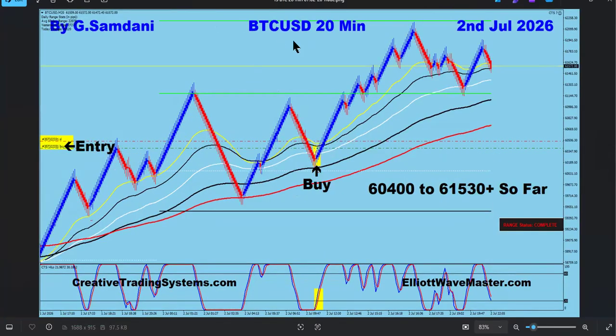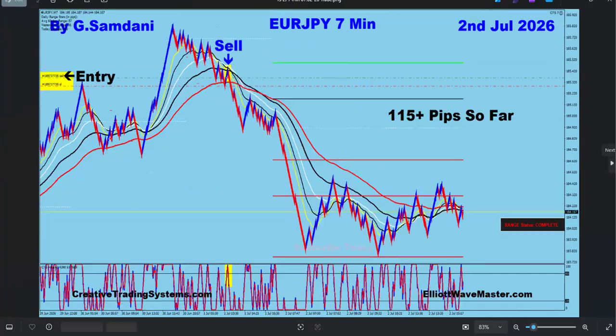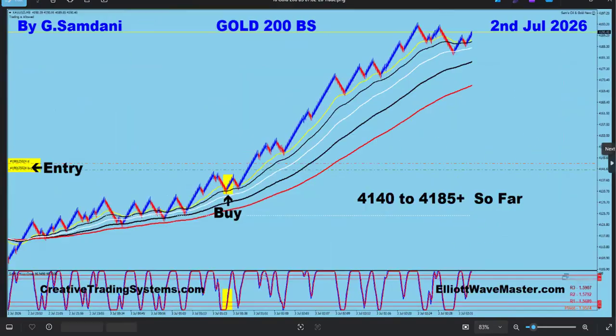And Bitcoin, I had my video about Bitcoin that we're going to bounce from a level, and then we did bounce, came down, my SL hit. Then again this one, and then my SL survived. Then from 60,400 to 61,530, right? And Euro yen dropped from there, 115 pip on the second, and on the second gold going up again. Beautiful by-the-book entry here, right? And gone with the wind.